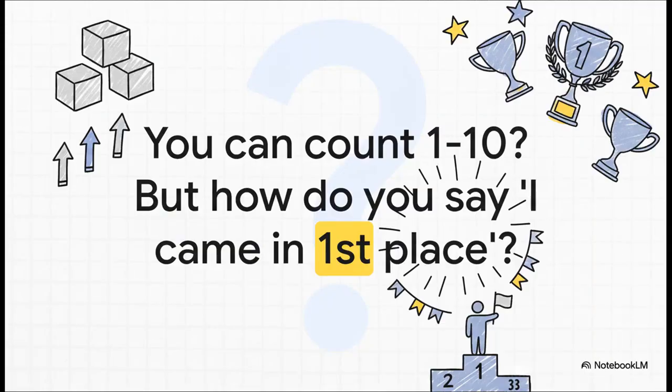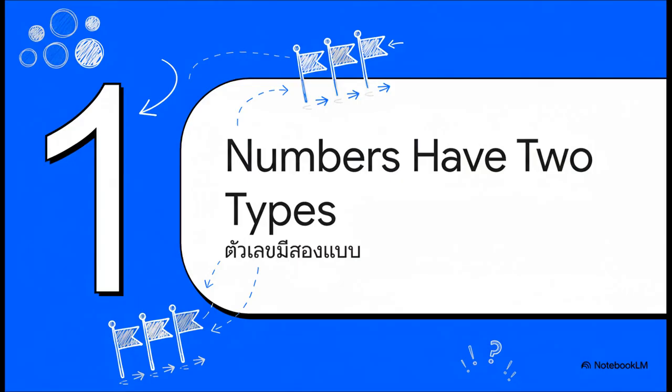So you can probably count 1, 2, 3 perfectly, right? But what happens when you win a competition? You wouldn't say, "I came in 1 place," would you? Of course not. That little difference is exactly what we're going to master today. You see, in English, there are really 2 main ways to use numbers. And once you get the difference between them, you'll get them right every single time.